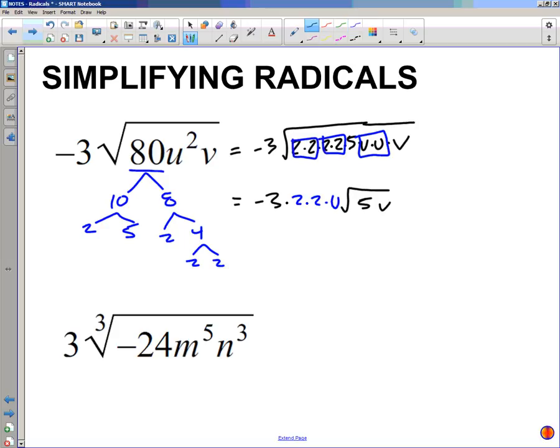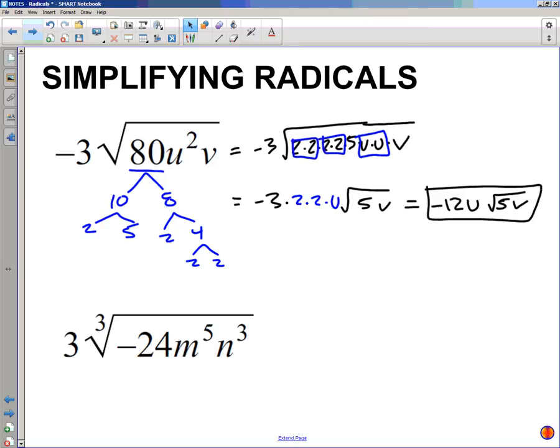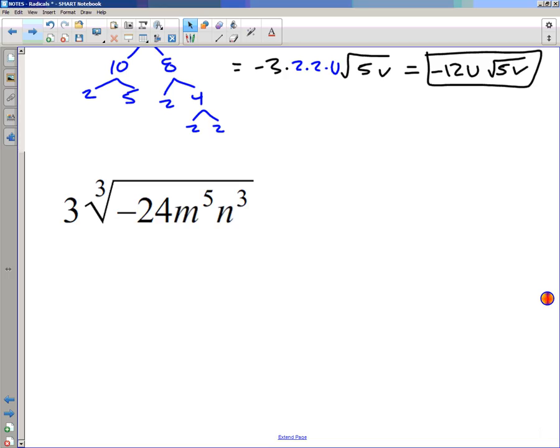For our final answer, we'll go ahead and multiply this out. Negative 3 times 2 times 2 is going to give us negative 12. We've got a u out in front and square root of 5v left behind inside. And for our final example here, we are going to simplify this time. We're taking a cube root, and we're going to need to do a factor tree on 24 as well. This should be relatively quick though. 4 times 6, 4 is 2 times 2, 6 is 2 times 3.